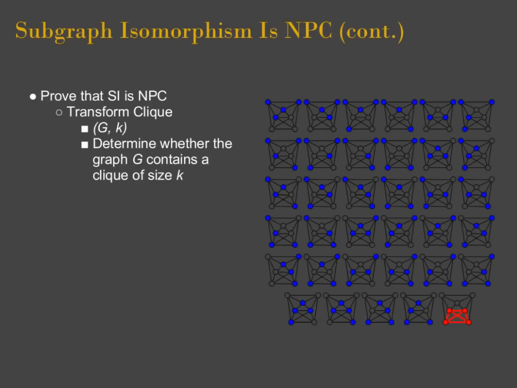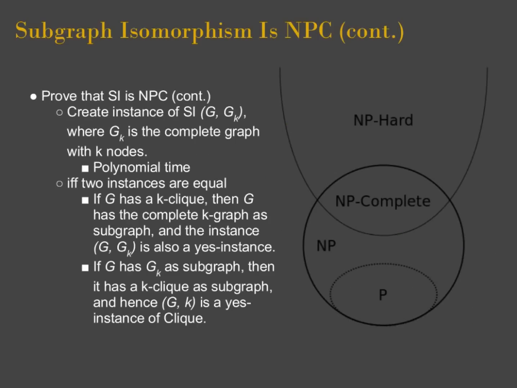And so you can see how clique is similar to our problem in that we have a subgraph and a bigger graph, and we're looking for connectedness and edges here. So we're going to transform this problem clique, which we know to be in NPC, to our problem, SI, subgraph isomorphism. To prove that SI is in NPC, we're going to create an instance of the subgraph isomorphism problem with just 2 graphs here, G and G sub K. G is the graph of concern, and G sub K is a fully connected graph of degree K, a complete graph of degree K. So we can construct that instance in polynomial time.